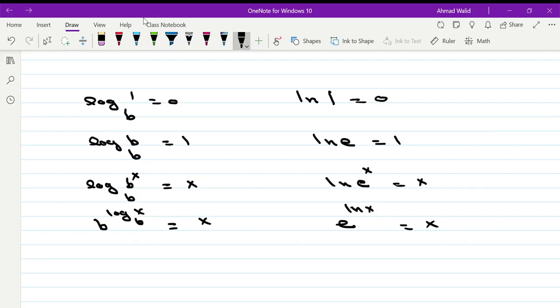I will stop the lecture here for 4.2, and in 4.3 we discuss more properties of logarithm, and I'll do a lot of examples for you to show how to deal with a logarithmic problem. I'll stop the lecture here and see you all in section 4.3.